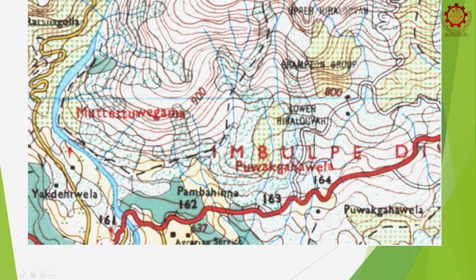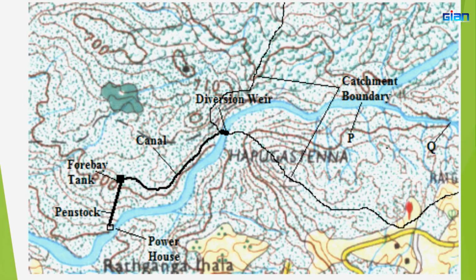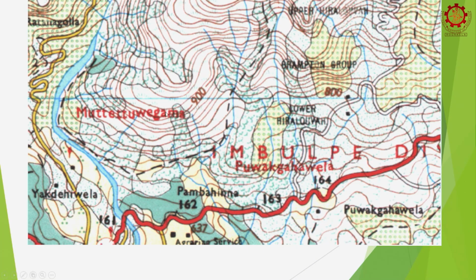Therefore, this hard brown line is 900 meters above mean sea level, and then you can see there is another brown line here. If I go along that, you can see it is 800 meters above mean sea level. So, in between, there is a 100 meter level difference, right.